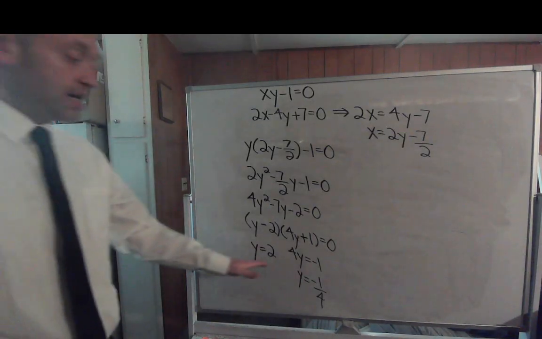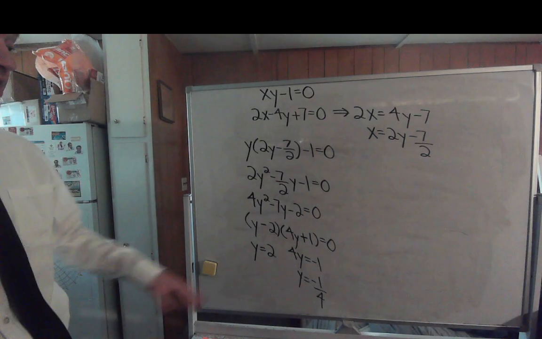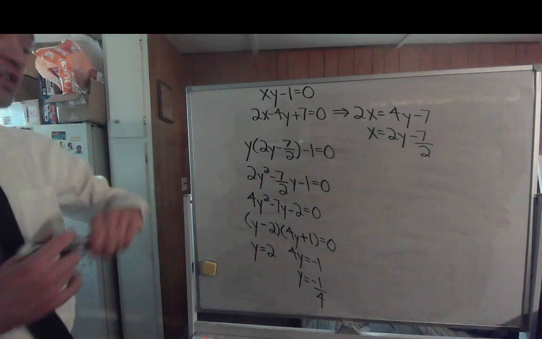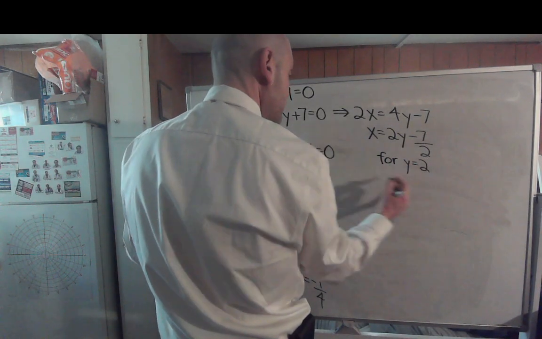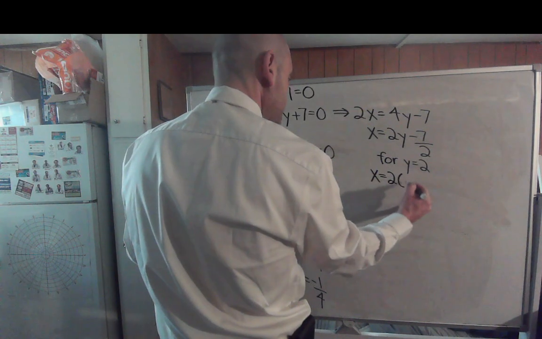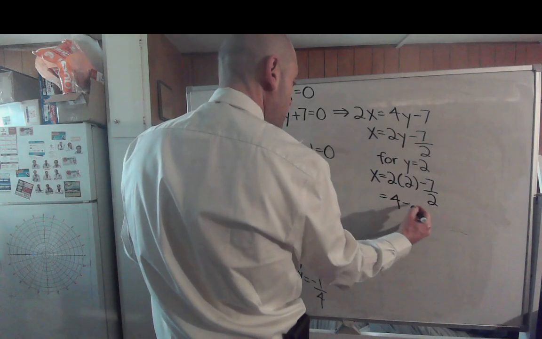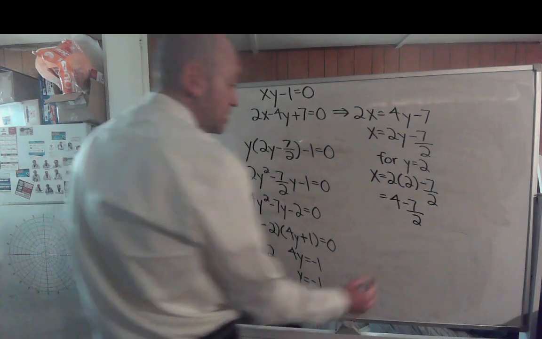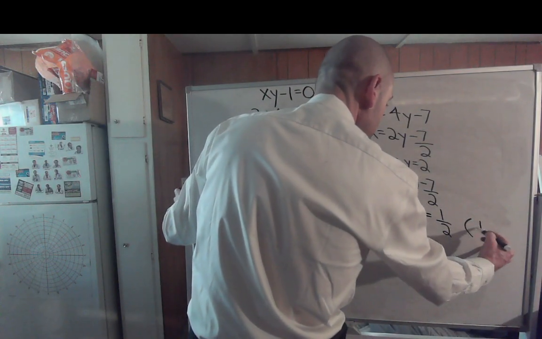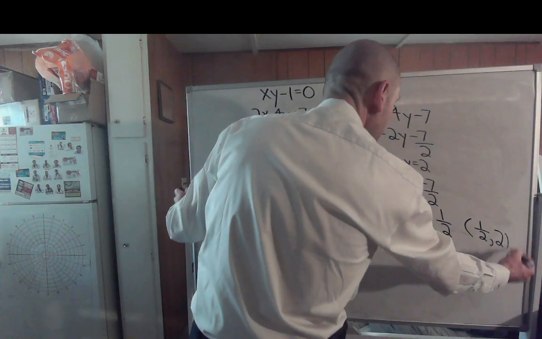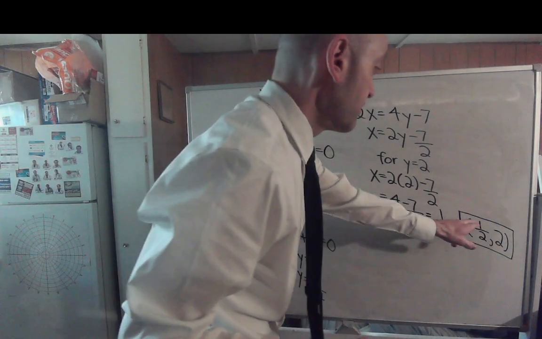So since we have two values of y, we should also have two values of x. So let's go ahead and stick these in for y and solve for x. So for y equals 2, that's going to be x equals 2 times 2 minus 7 halves. So that would end up being 4 minus 7 halves, which should end up being 1/2. So the first ordered pair you should get is 1/2, 2. So you should end up getting the ordered pair 1/2, 2 for your first coordinate.